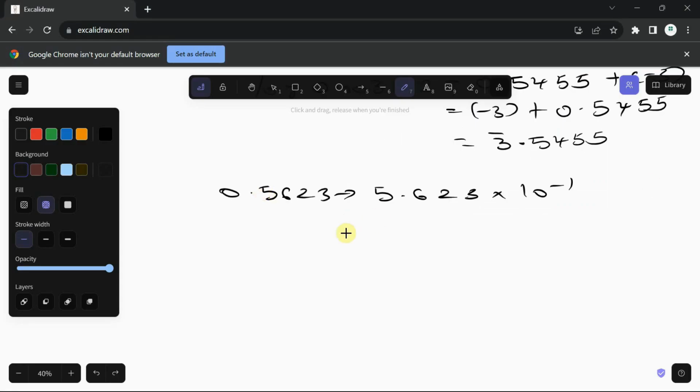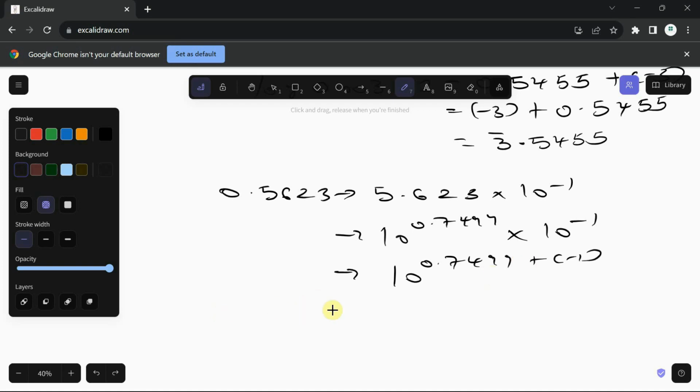So this is 10 raised to the power of 0.7499 times 10 raised to the power of minus 1, right? So what am I going to do? I will add both powers. I said 10 raised to the power of 0.7499 plus minus 1, right?